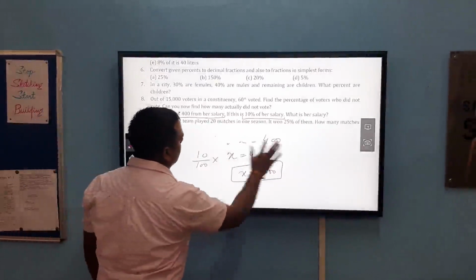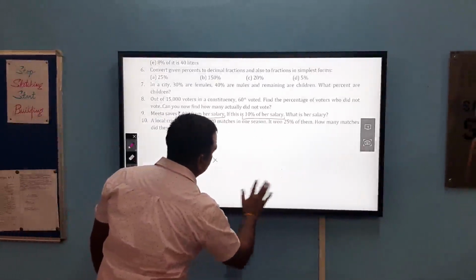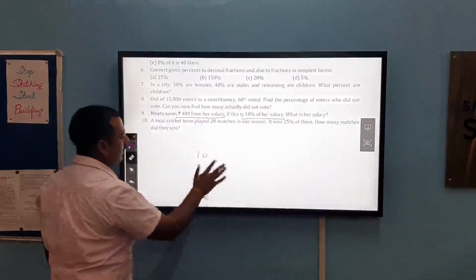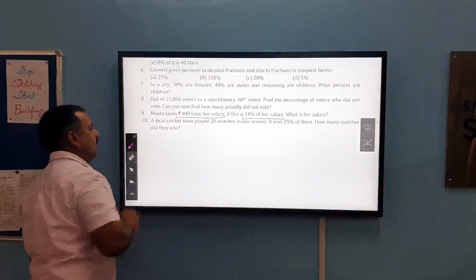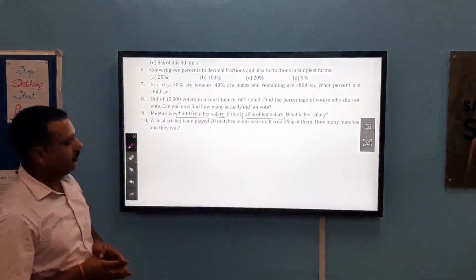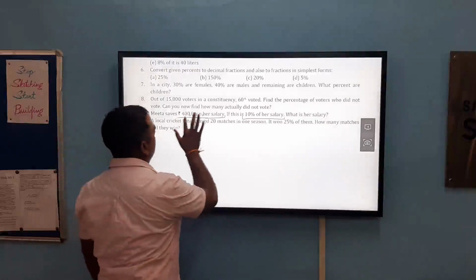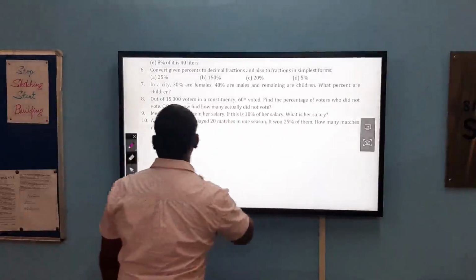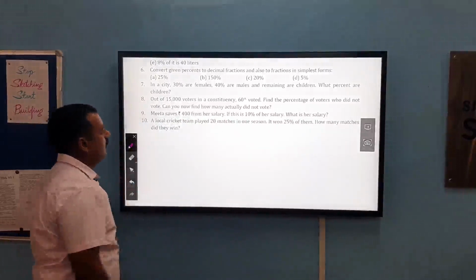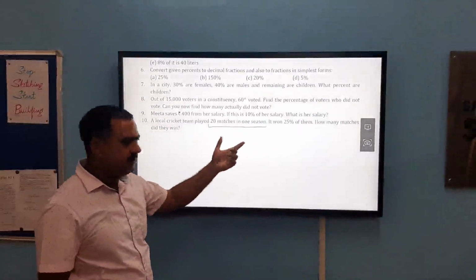Now let us take the last question of our exercise. Please do practice more and more questions. If you practice more and more questions, then the concept is more clear to you. Now, a local cricket team played 20 matches in one season. So, the number of total matches played by the cricket team is 20 matches.